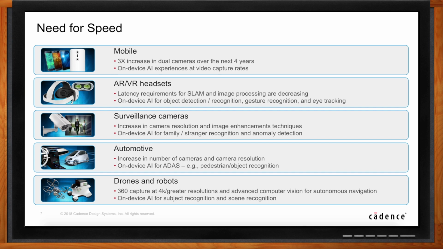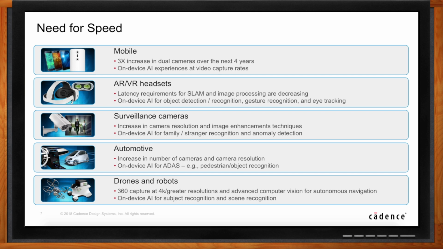So mobile, AR, VR, handset, surveillance camera, automotive, drone, and all these markets, for one reason or another, are looking for higher performance. If you look at mobile, maybe moving forward, going from one camera to two or three cameras. Now you want to go from still resolution to video capture rate. On AR, VR, you want to do it at a lower latency. For the surveillance camera, it's the same thing, resolution is increasing. So for all these applications or target markets, the need for speed is increasing.